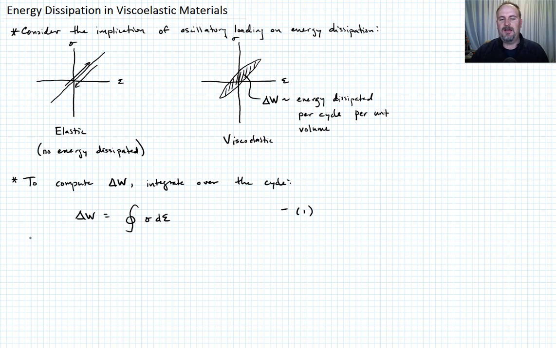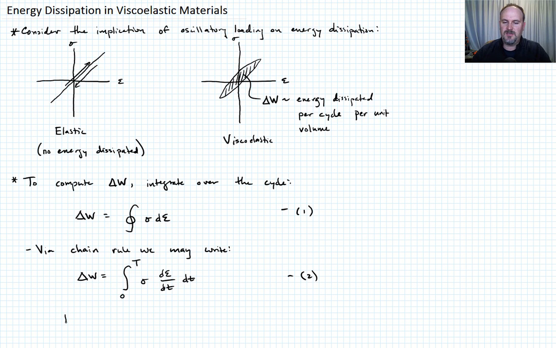Okay? So how about solving this? Well, via the chain rule again, we may write that delta W is equal to the integral over the period of the oscillation, we'll call that capital T, of sigma times d epsilon dt, right? Let's call that equation 2. And I'll just say where T is one period of the cycle.